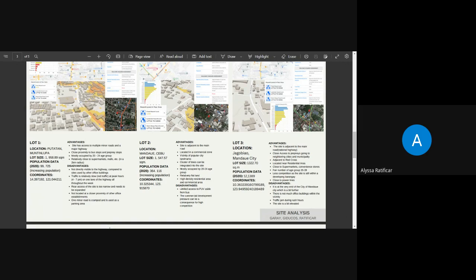For the disadvantages, it is at the very end of the city of Mandaue, so it's a bit further. Another one is there are not many office buildings around the area, and the national highway can get congested during rush hours.